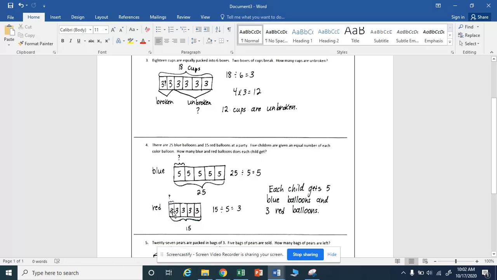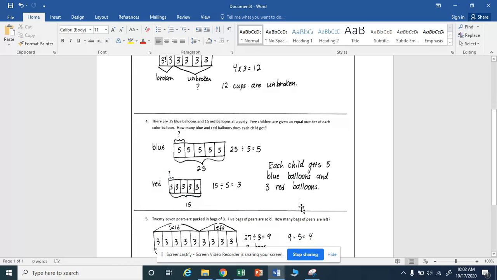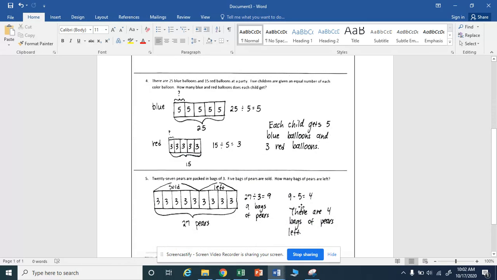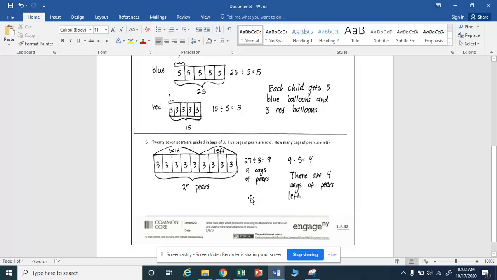So we know that each child will get 3 balloons. Okay, so we have 15 divided by 5 equals 3. That was our unknown. Each child gets 5 blue balloons and 3 red balloons. Number 5, here we go.